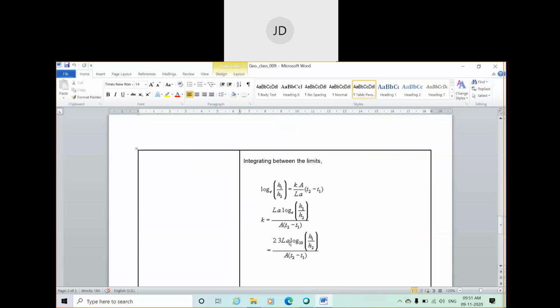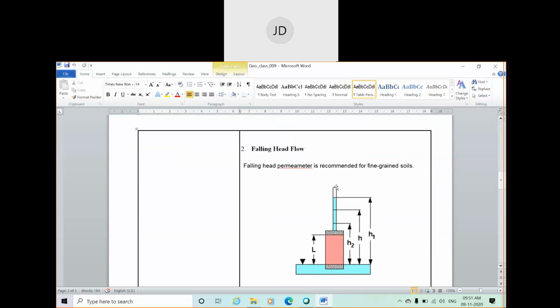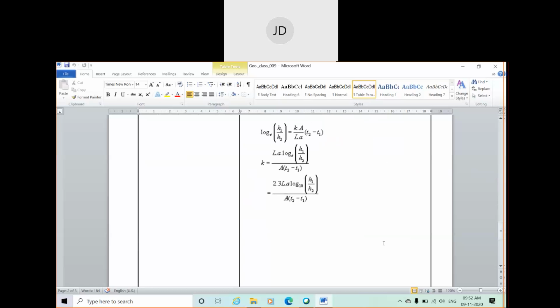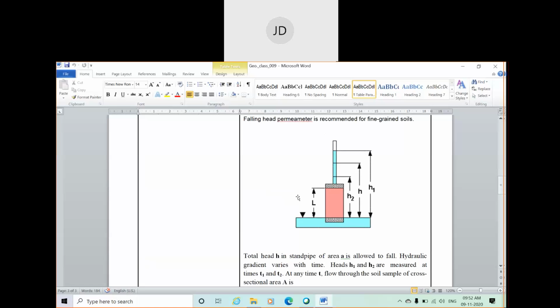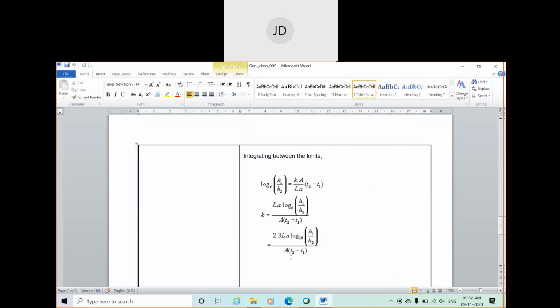Small a is your cross sectional area of this standpipe. There are two terms, one small a, one capital A. Small a is the cross sectional area of this standpipe. So L into a log h1 by h2, divided by A into t2 minus t1. Now capital A is the cross sectional area of the sample. Here you cannot see it, it is in the perpendicular direction.